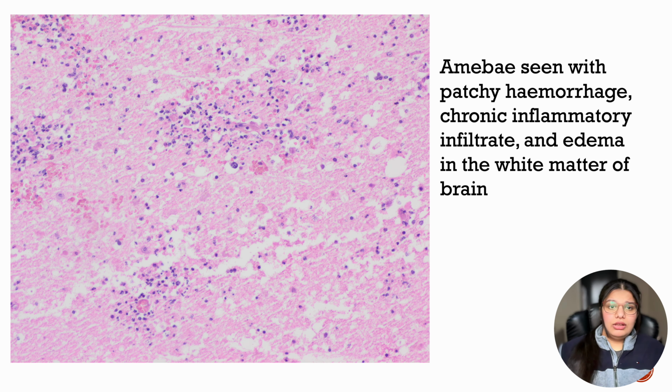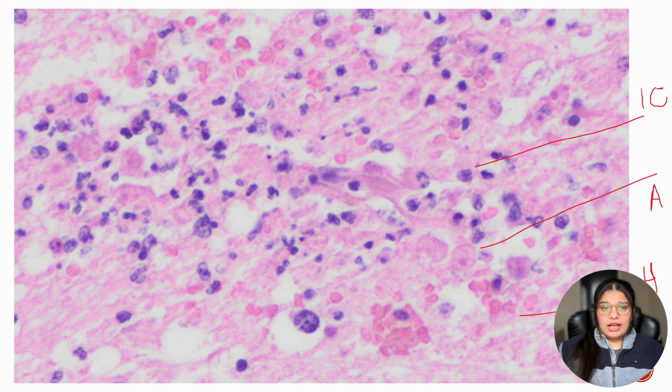Moving on, amoebas are seen along with patchy hemorrhage and chronic inflammatory infiltrate with edema within the white matter. So this is the white matter of the brain. These red cells are the focal hemorrhage, and blue are inflammatory cells, and these are the organisms, Acanthamoeba, in between them. The higher power version of that image is zoomed up: these are the red blood cells, the hemorrhage areas. This is the Acanthamoeba organism, and these blue-purple cells are inflammatory cells. So this is how it presents.